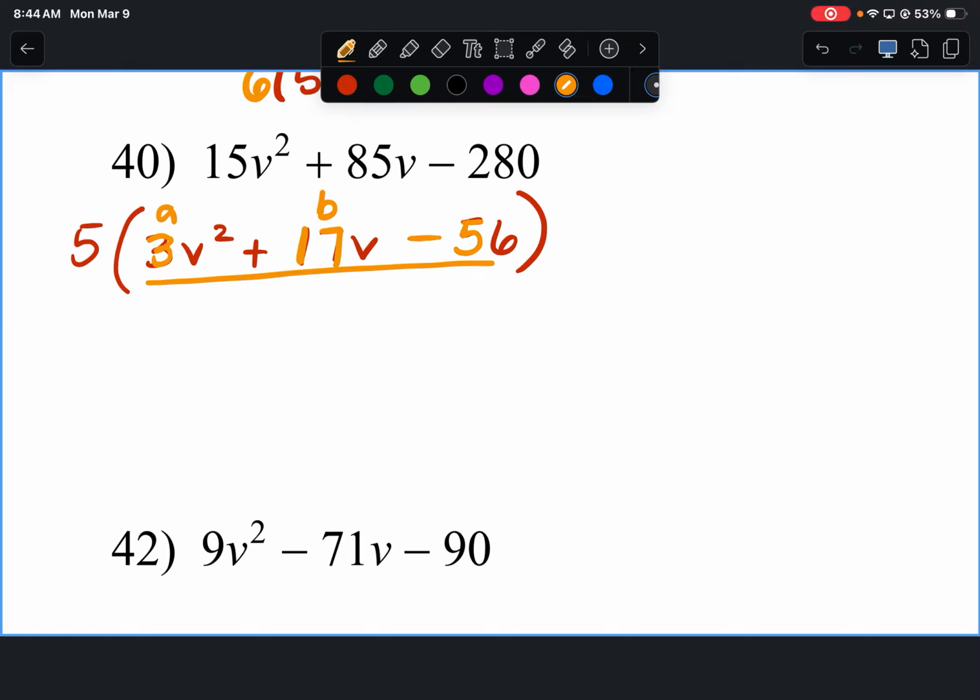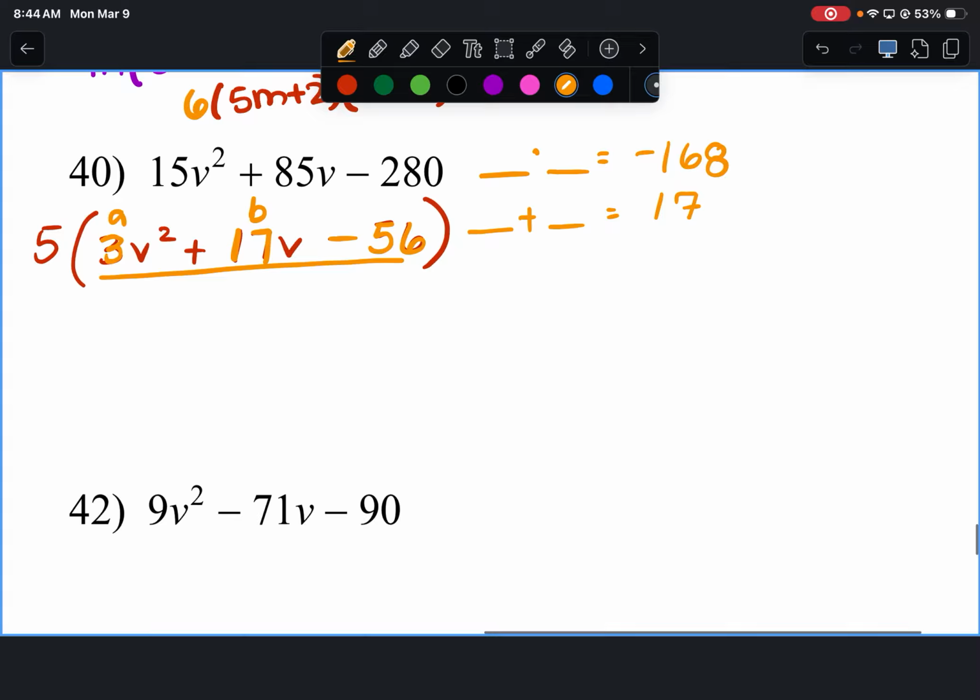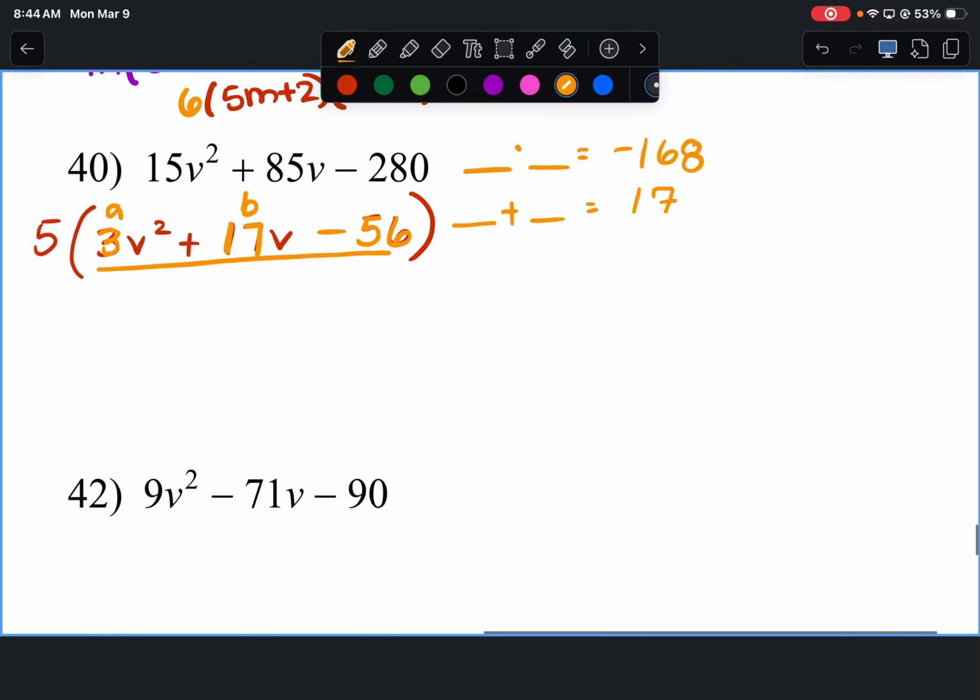Negative. So we have to figure out what multiplies to give us A times C. So 3 times negative 56 is... Then we have to figure out what adds to give us 17. If you don't know, just take your calculator and go through the list. All right? So let's do that real fast. 168 and 1. Does that work? No. When I'm doing this with bigger numbers, as soon as I know it doesn't work, half the time I won't even write it down.